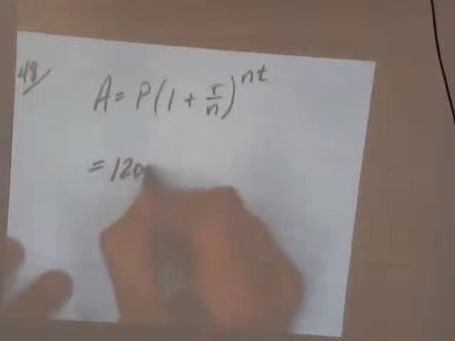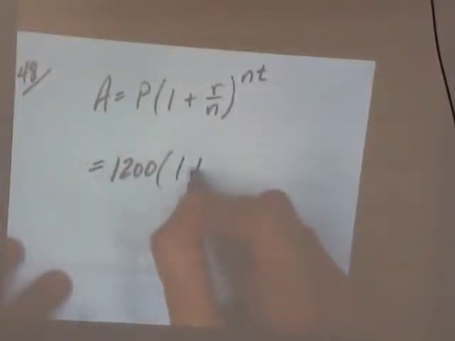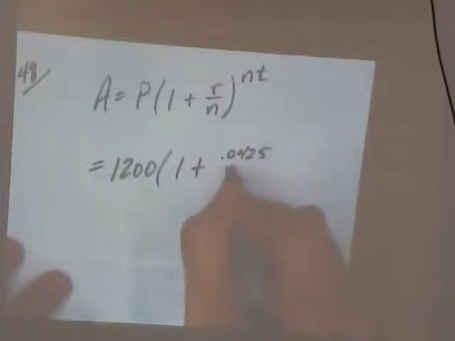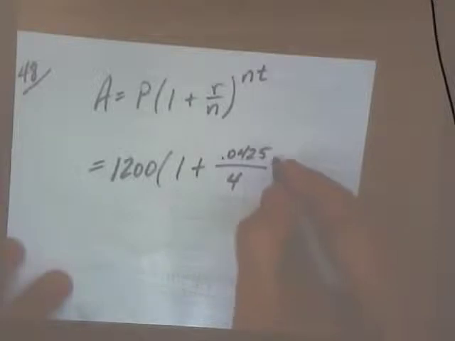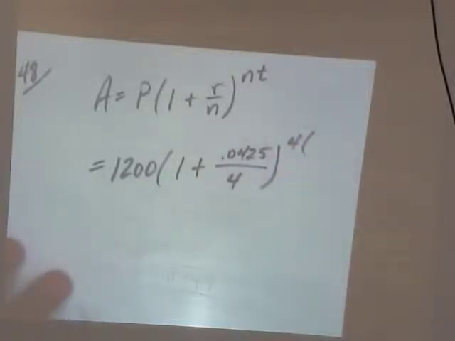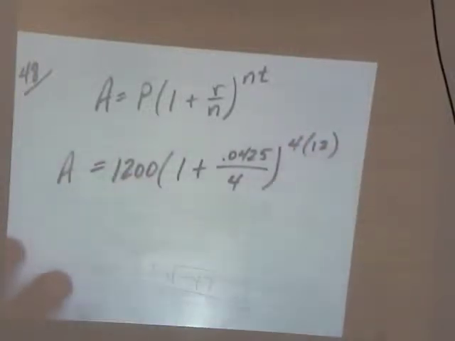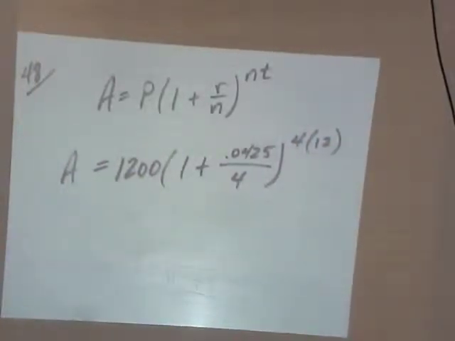So $1,200 principal, 0.0425 is our rate, compounded quarterly, so 4 times a year, 4, and then for how long? 12 years? Yeah, so probably. So this we're just plugging in our calculator, right? Mm-hmm.